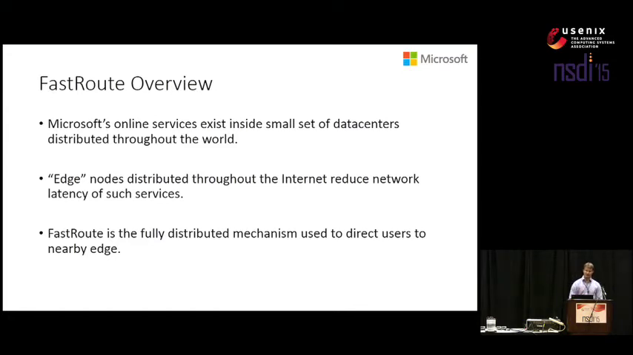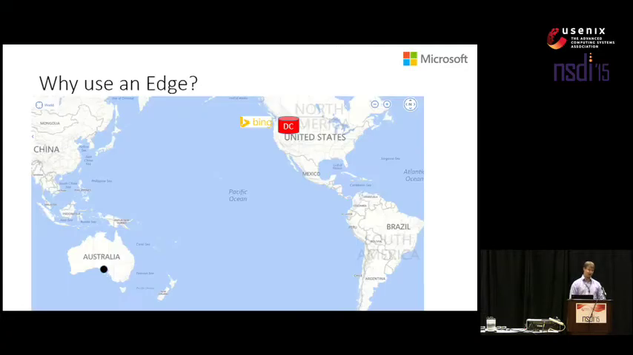So why use an edge? Here's an example. I've used Bing as an example here. Bing might exist in a data center near Microsoft's headquarters in Seattle, for example. And then we've got a user, which happens to sit in Australia here, a vital user from my perspective. Actually, this is even more important given what's happening this weekend.